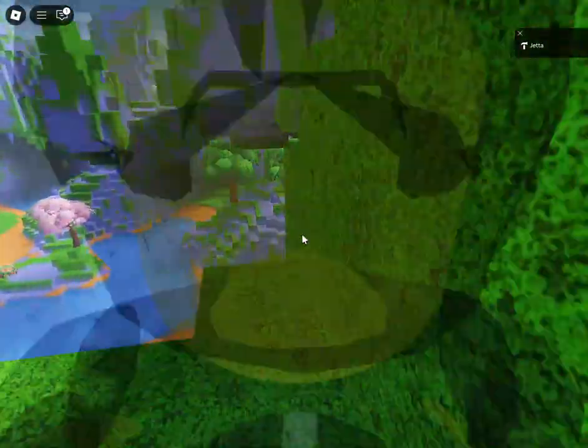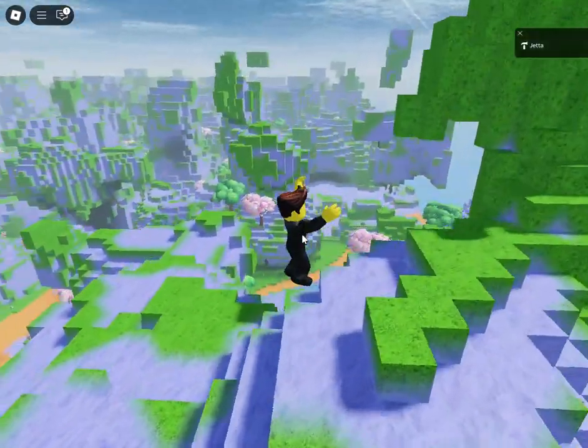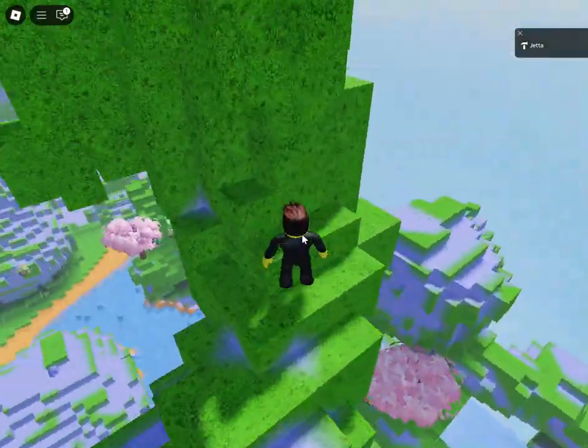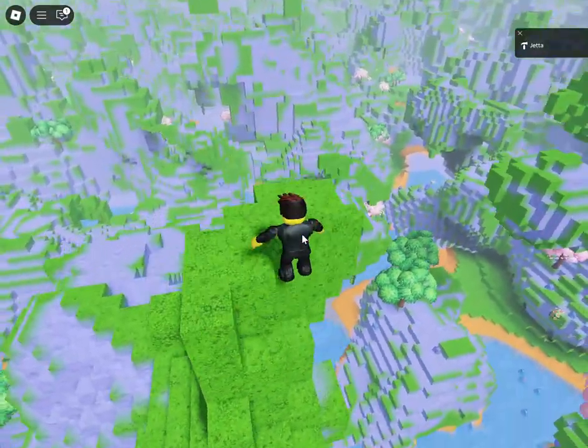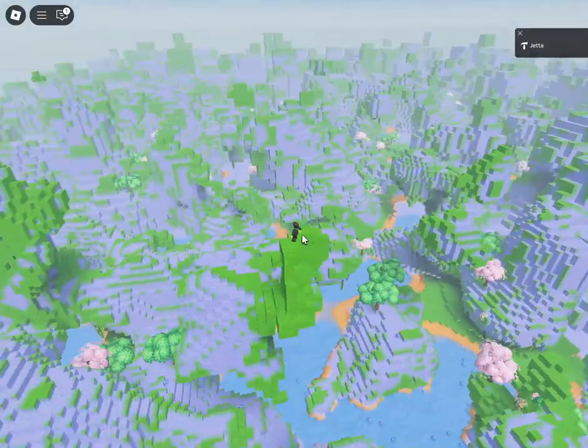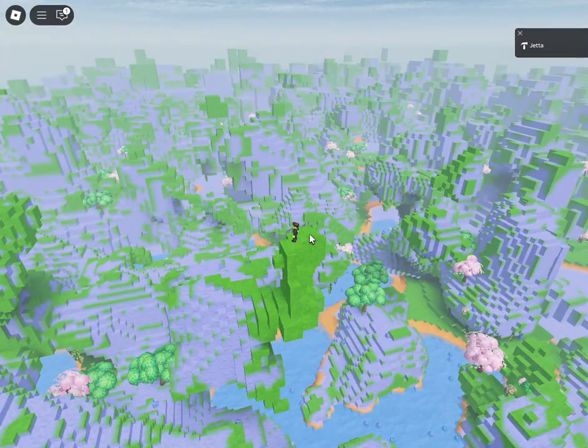Alright, let's see. I want to do an epic zoom out or something. Okay, cool. So this is almost on the edge. Let me get up there. Look at that. That's a lot of parts. Look at that render distance.